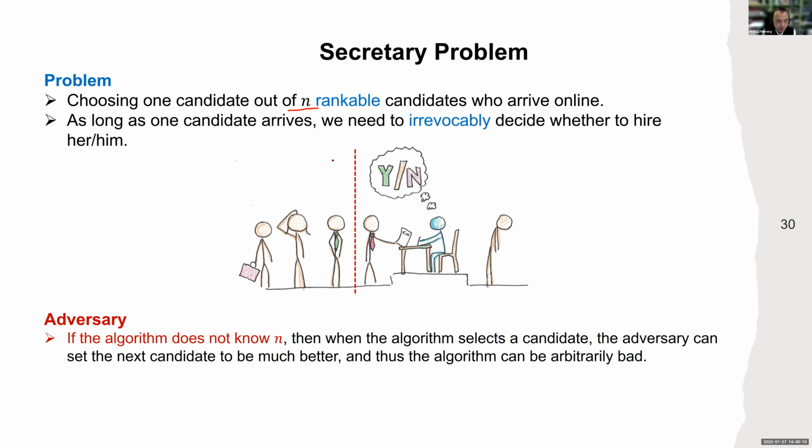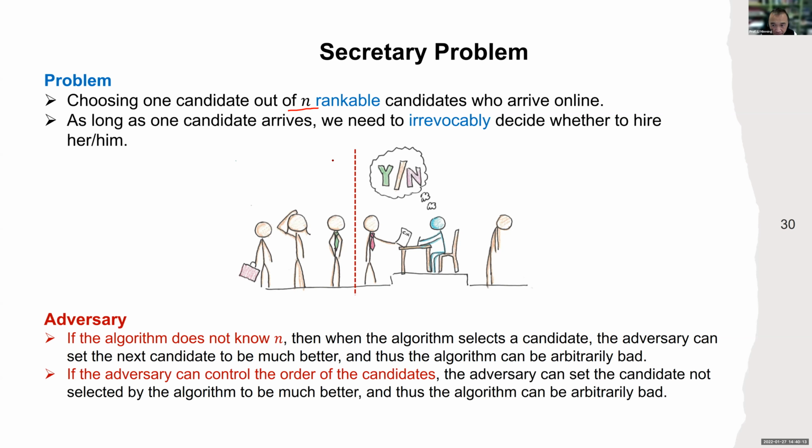Now, another assumption is that the order is random. The candidates come in random order. The reason is that if the adversary can control the order, then he will put the best candidate at the beginning. You interview this best candidate, you say, maybe there are some future better candidates, maybe I just give up this one. And then you will regret because there are no better candidates later on. So if the adversary is too powerful, the probability of choosing the best candidate is still very tiny.